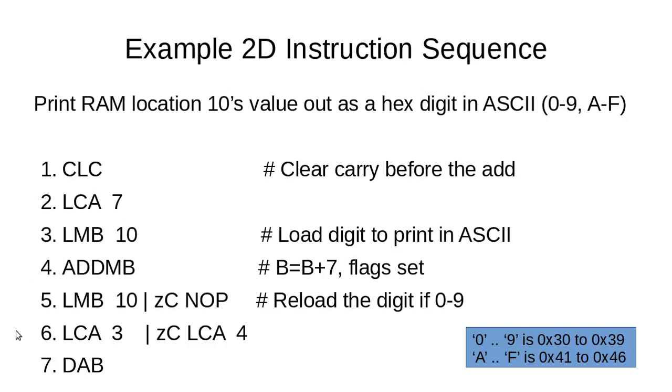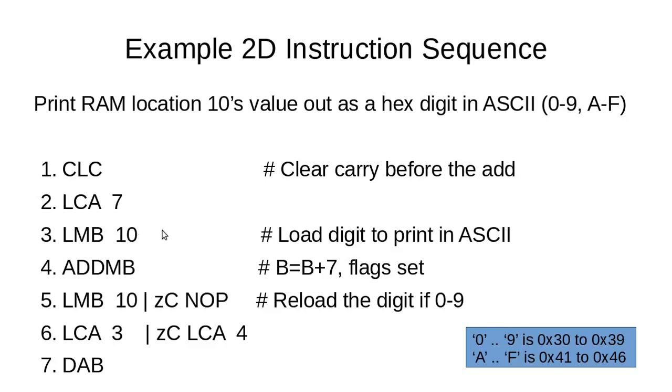So these 7 instructions make this happen. And these are a great example of this two-dimensional instruction that we can do in the crazy small CPU. So we're going to start by clearing the carry because we're just about to do an addition. We're going to load constant 7 into the A register. Now why 7? I'll explain that in just a little bit. We're going to load from RAM location 10. So let's assume that in RAM location 10 we have the number 3.